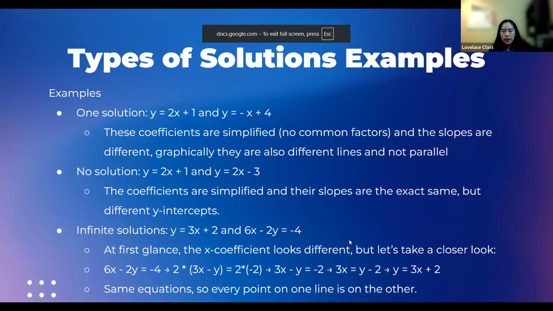Or you could have y equals 3x plus 2 and 6x minus 2y equals negative 4, right? When we first look at this, we see that the x coefficient is a 6 and a 3, so these look kind of different, but let's take a closer look. In the second equation, the coefficients and constants are 6, negative 2, and negative 4. These are all even numbers, so we can factor out a 2. If we divide both sides by 2, you get 3x minus y equals negative 2. Now we isolate the y, so we get y equals 3x plus 2.